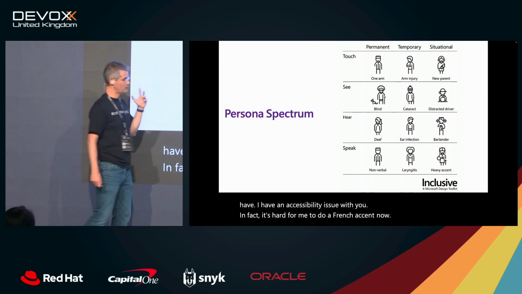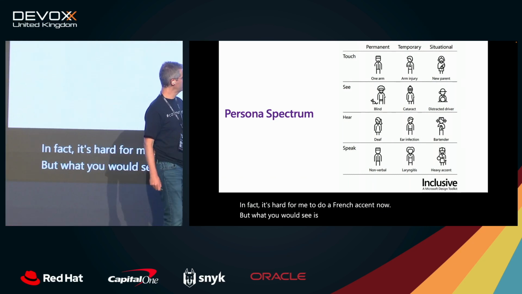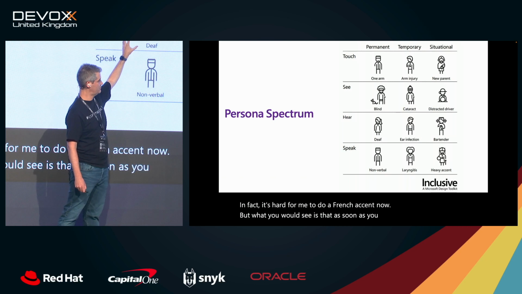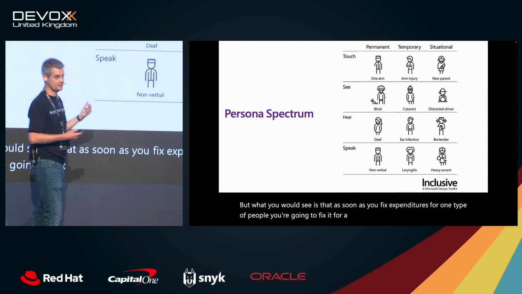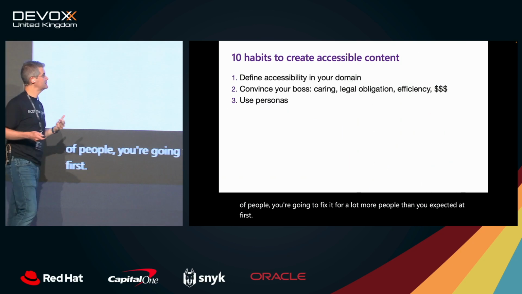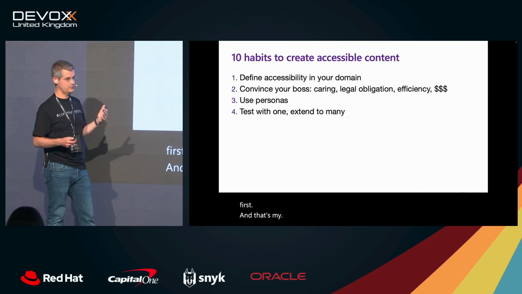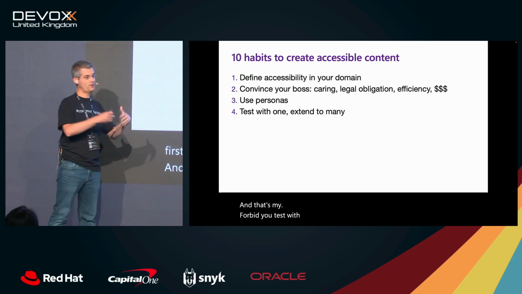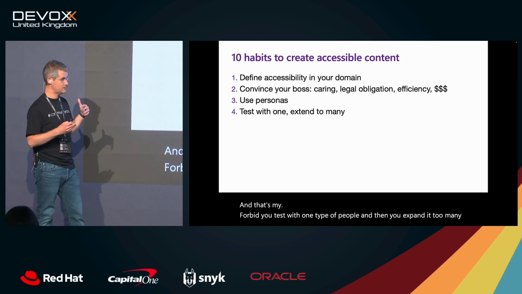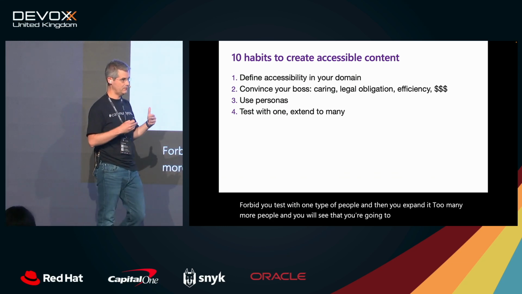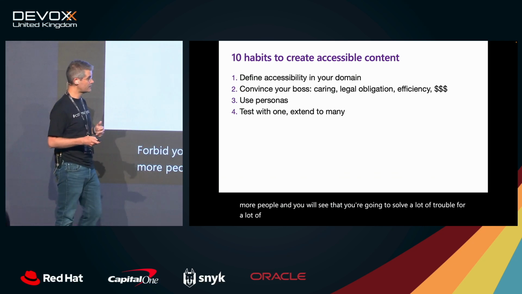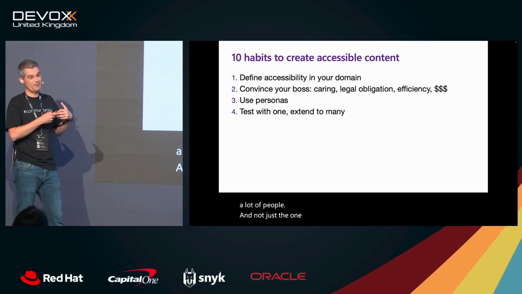But what you will see is that as soon as you fix accessibility issues for one type of people, you're going to fix it for a lot more people than you expected at first. And that's my fourth habit. You test with one type of people, and then you expand it to many more people. And you will see that you're going to solve a lot of trouble for a lot of people, and not just the one you expected with just the personas.